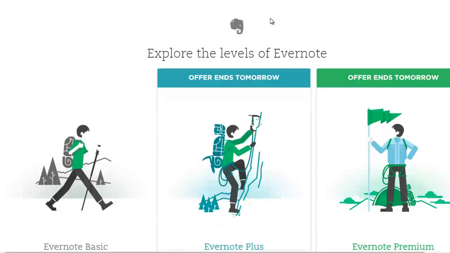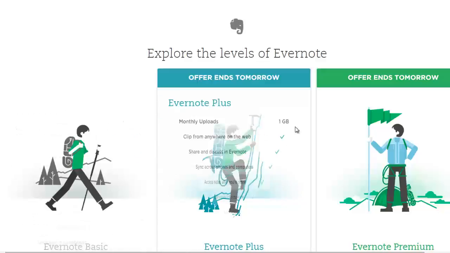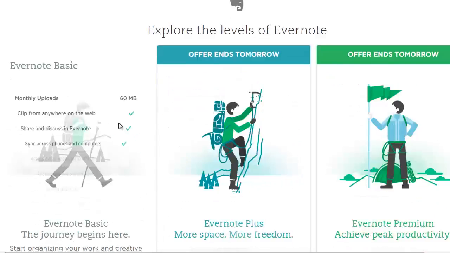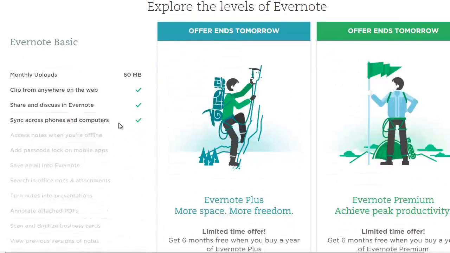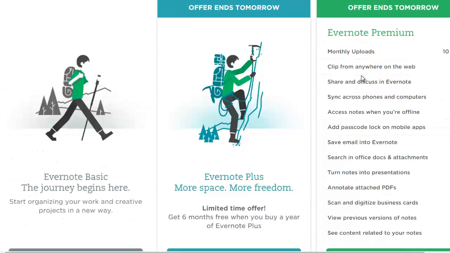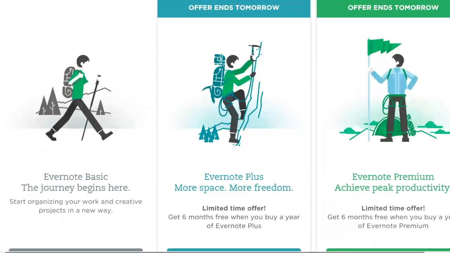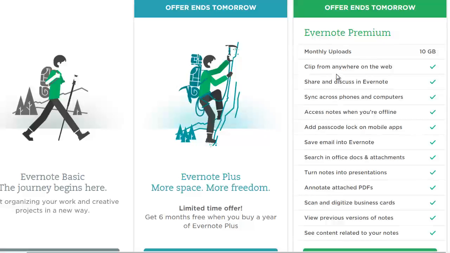So when you go to Evernote and you sign up, this is what you're going to see. You're going to see 3 different levels, and as you can see, there are different options for different levels. I've actually used the premium version. And as you can see here, you can clip from anywhere on the web, so you can actually grab it and turn it into a note. So this is not merely creating notes. It's about grabbing stuff from elsewhere in your research. You can share and discuss within Evernote.